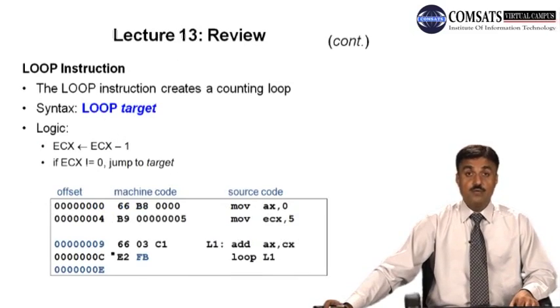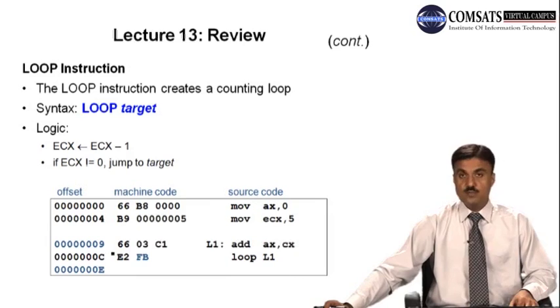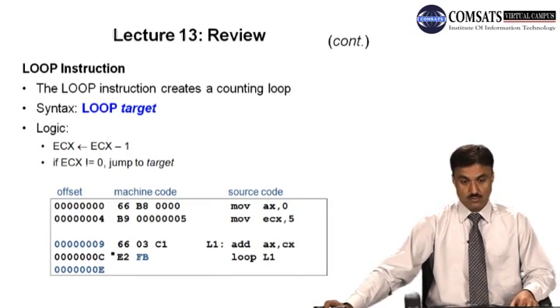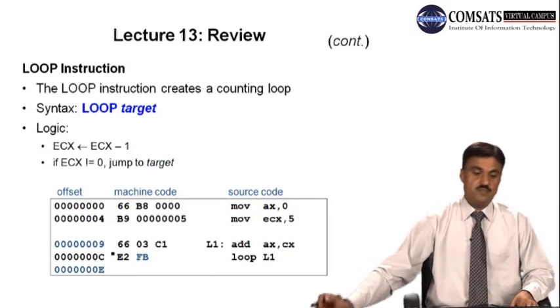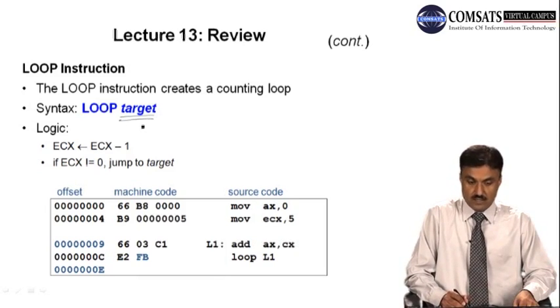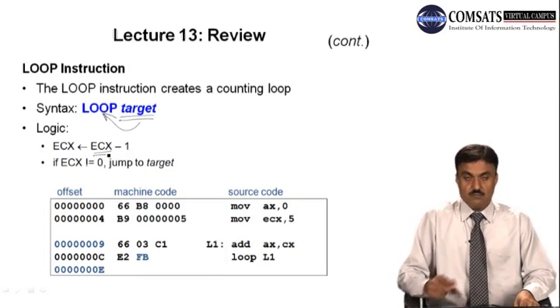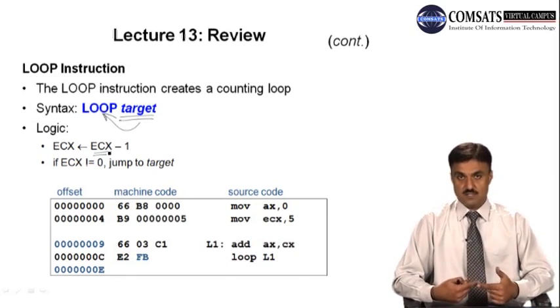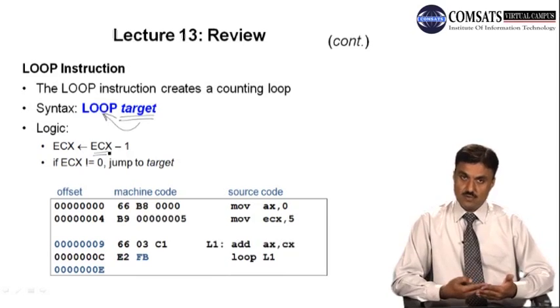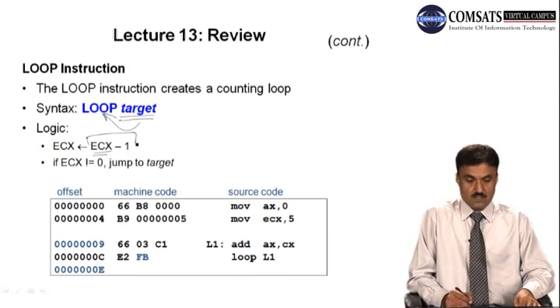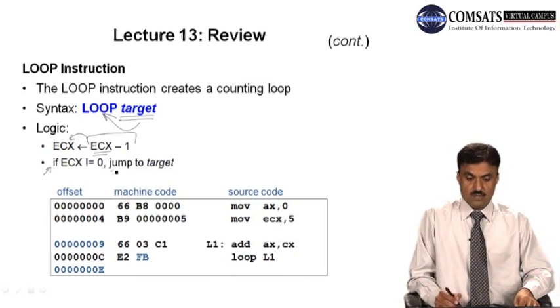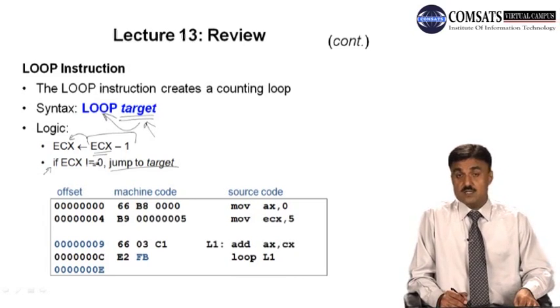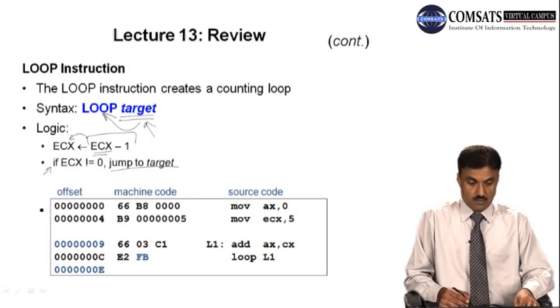Then we discussed the loop instruction. This loop instruction creates a counting loop, and it is a conditional control instruction. The syntax is almost the same, but at the back end, we assign some value to ECX, and in every iteration this ECX is decremented by 1, and the result is stored back inside ECX. Then we check: if ECX is not equal to 0, we jump to the address, this label. If ECX is equal to 0, then the jump will not be performed, and the program follows the normal execution.